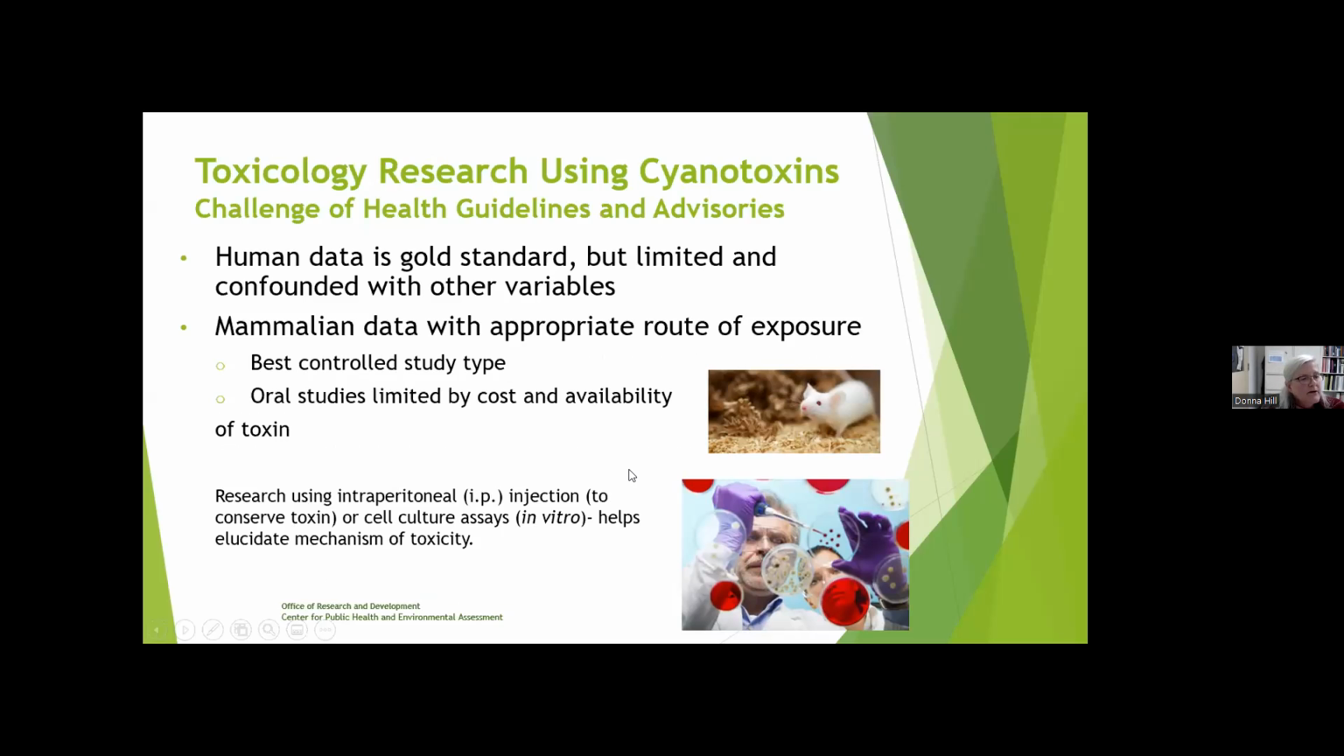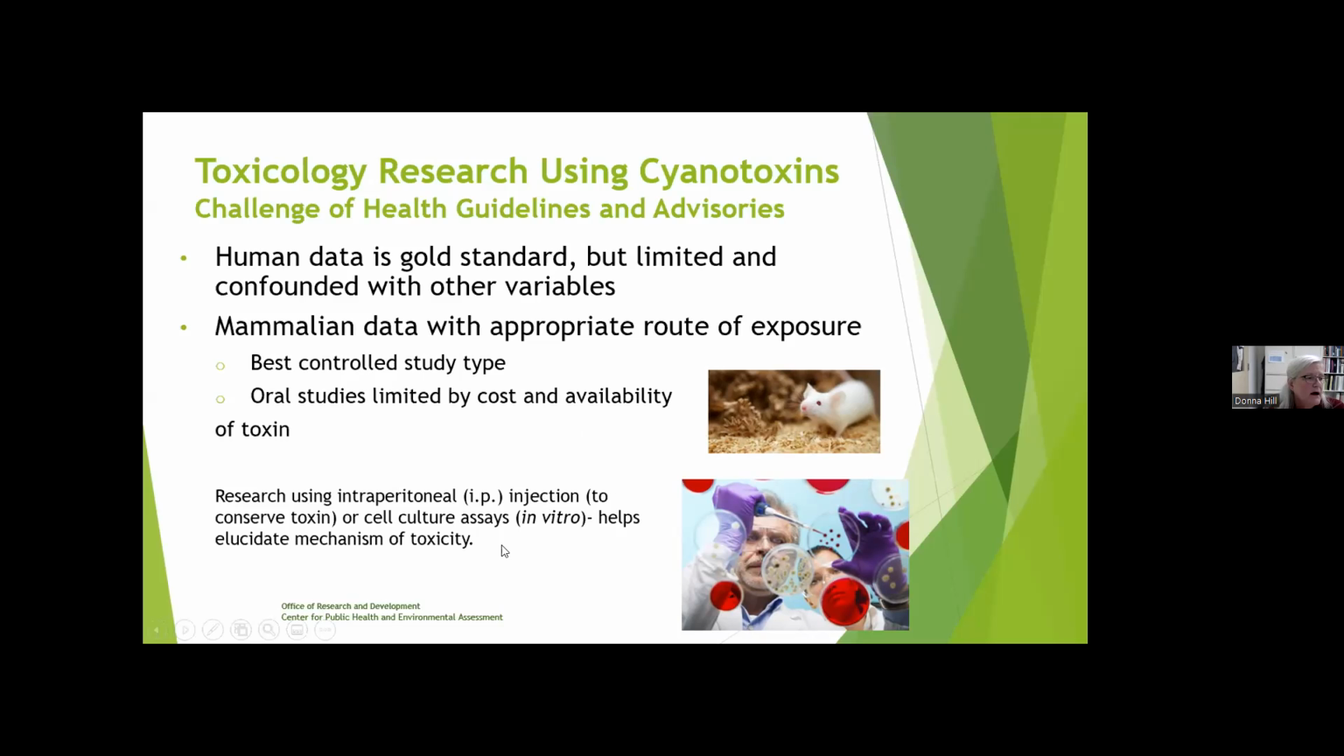So we end up relying on animal toxicology a lot because human data would be the gold standard. The problem with that is that humans have so many other confounding factors, like their health status, their age, their diet, so many things. It'd be hard to tease out exactly what was caused by the cyanotoxin. Animal studies are limited by the cost and availability of the toxin. And that's why in this lab, we use the mouse. We use the smallest mammal we can to be conservative with the amount of toxin required for these studies.